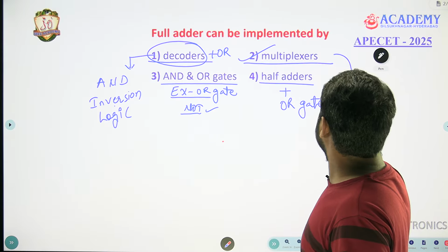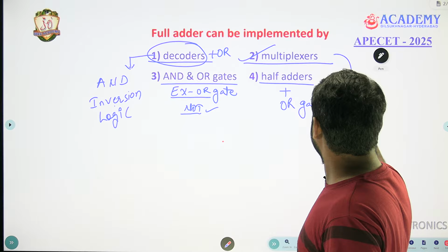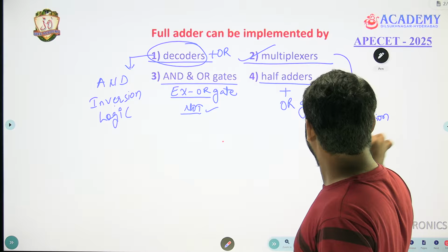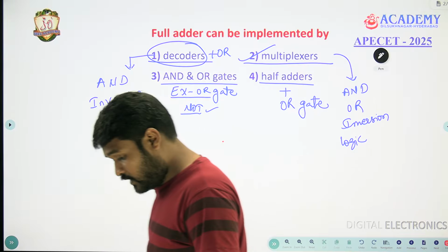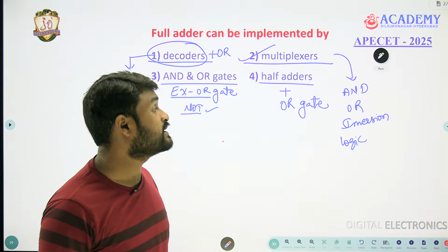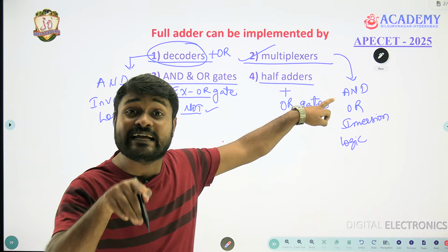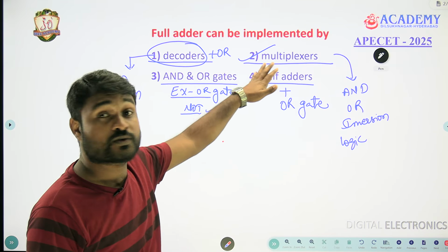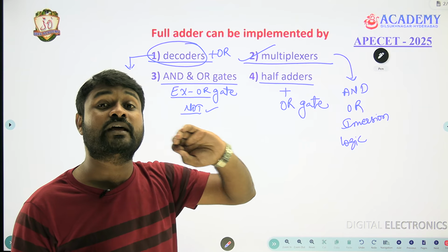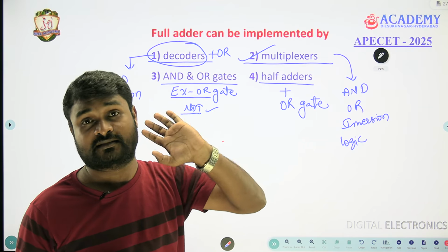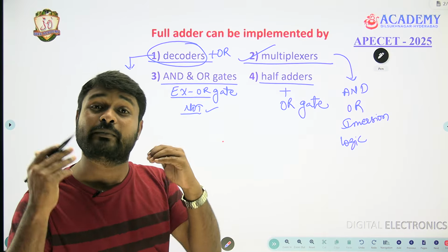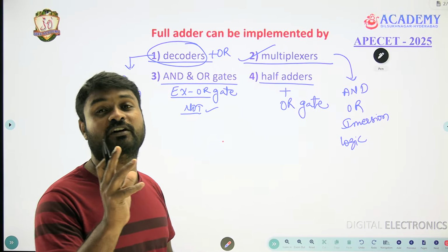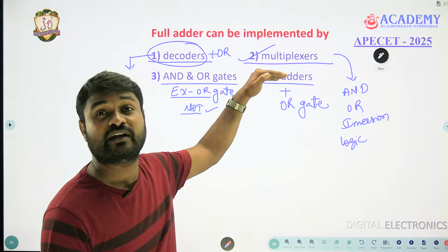But a multiplexer follows AND, OR, inversion logic. That means it will have AND gates inside it, OR gates inside it, and NOT gates also inside it. So it can realize any Boolean expression without any external gates. That's the reason why you can implement a full adder, a half adder, any Boolean expression by using a multiplexer alone. That is the beauty of the multiplexer, the king of combinational blocks.